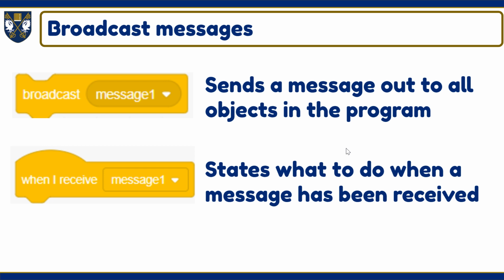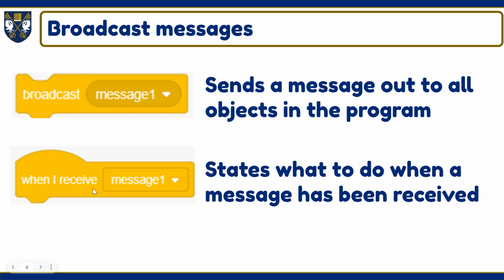There are two blocks of code that we're going to use for this. The first one, a broadcast message, allows us to send a message out to all objects in the program. And as you can see, we've got a triangle here, which means we can change this parameter to be any message that we want. And we can name our message anything we want as well. So this helps us make sure that we understand what we're sending out to our objects and allows us to think about what we want them to do when a message has been sent.